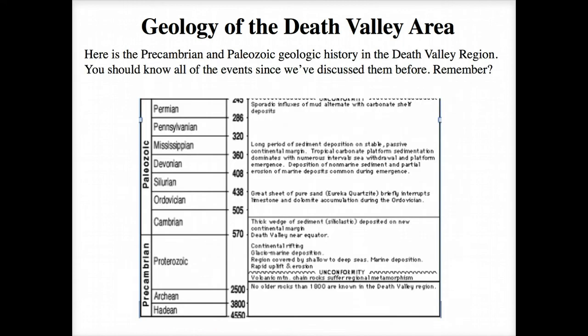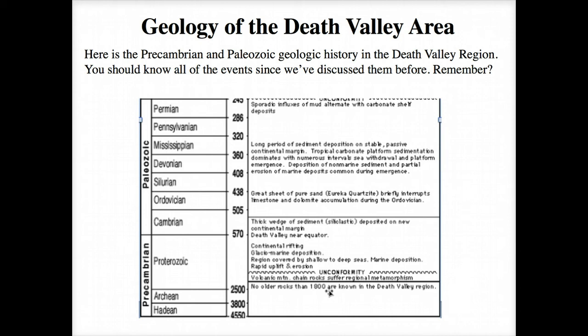All right, so let's take a look at the geologic history quick. I've cut this into two parts so that it's visible. Here's the Precambrian and Paleozoic geologic history. Now, you should remember what was happening here. If we go back into the Precambrian, right, this says no rocks older than 1800, that would be 1800 million. Well, those are the same rocks that we saw at the bottom of the Grand Canyon.